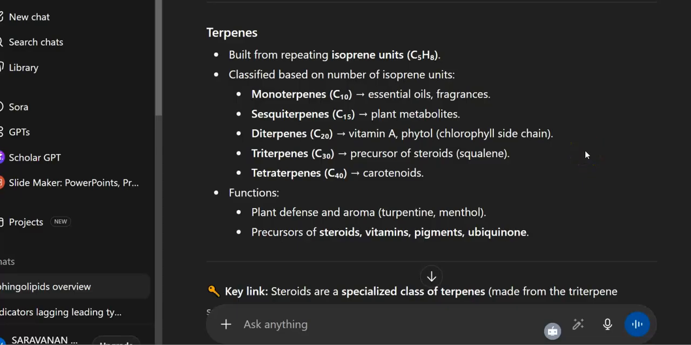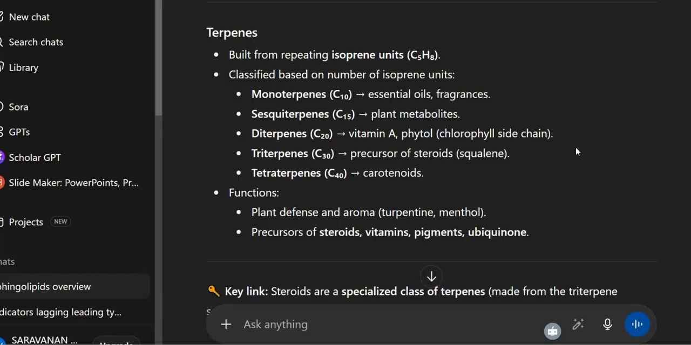Based on the number of isoprene units present, they can be classified into monoterpenes, which are commonly present in essential oils and fragrances. Sesquiterpenes are basically plant metabolites, and diterpenes play a major role in vitamin A synthesis as well as the phytol chain present in chlorophyll. The next one is the triterpenes. They are mainly precursors for steroids, such as squalene.